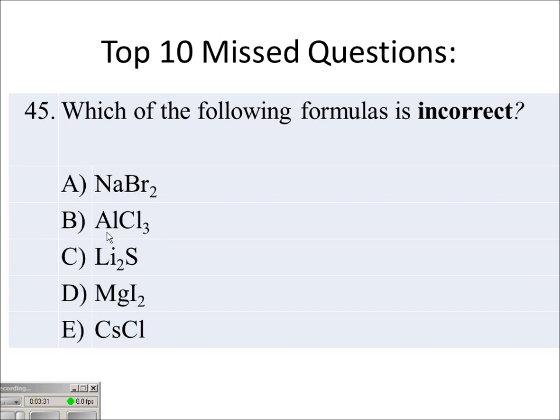Aluminum has a +3 charge as an ion. Chloride has a -1, so that means that this is balanced. This is neutral as well. The rest of them are neutral.